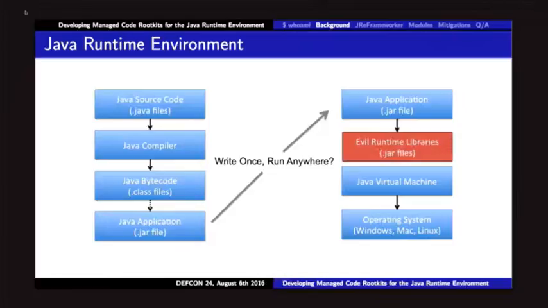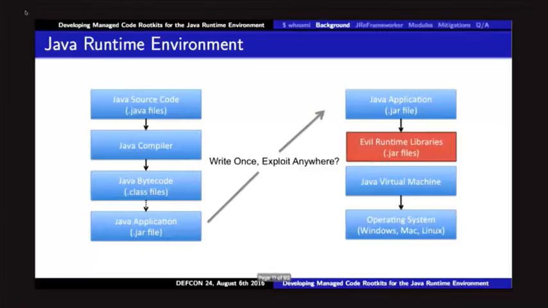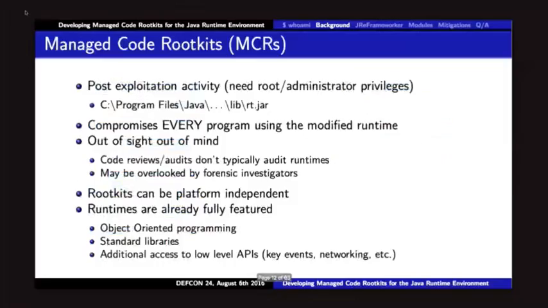And because this runtime jar is actually just Java bytecode itself, at least for the most part, that also has this nice property of being cross-platform, right? So we can write one exploit and then run it everywhere. Okay, so there's a few advantages.